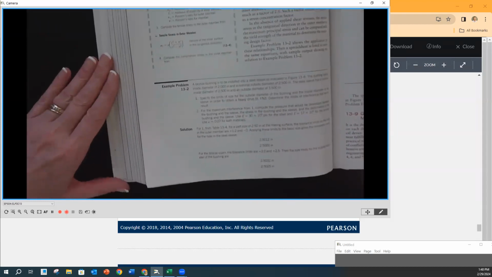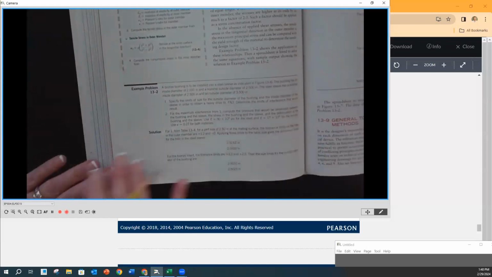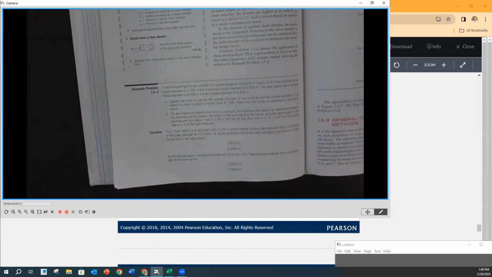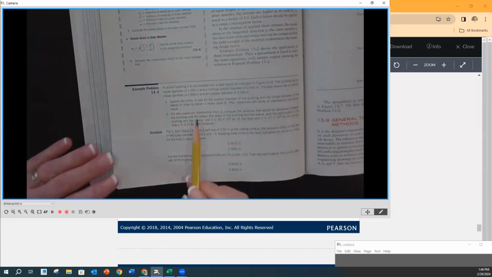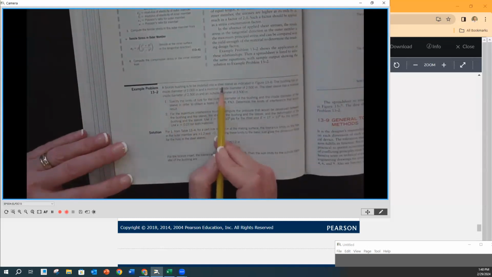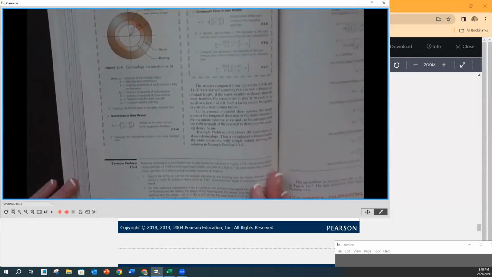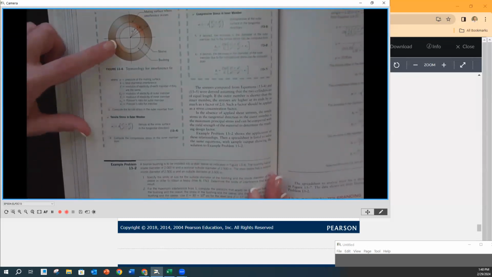So let's look at example problem 13.2 and walk through this. And what I want you to do is have at the ready the spreadsheets for those force fits, okay? Because we'll exercise those as we go through. And you'll see how it works with a problem similar to this, which will also mimic what you'll be doing for your homework. So here we have a bronze bushing is to be installed in a steel sleeve. So using the illustration up here, the bushing is on the inside.